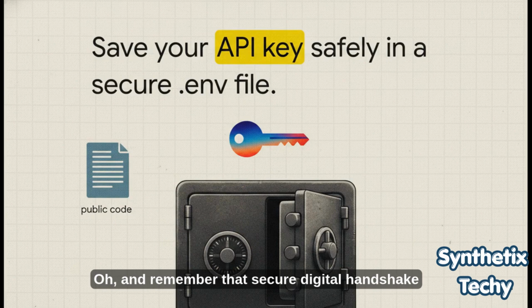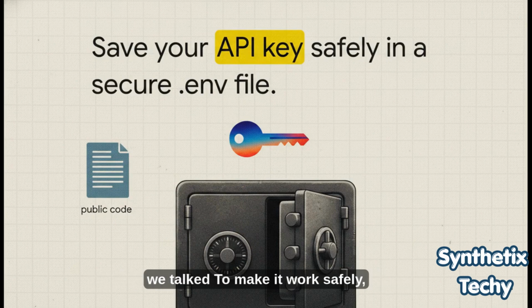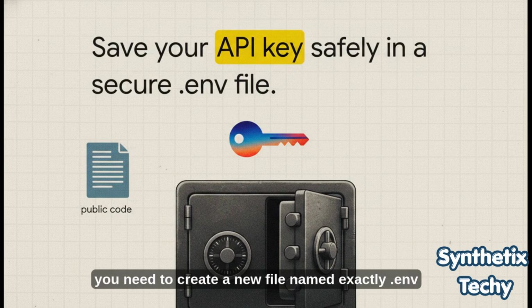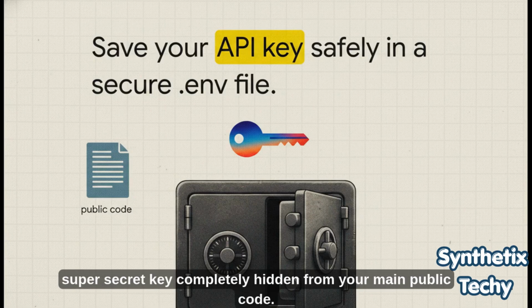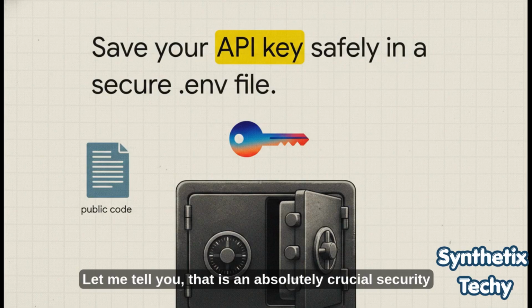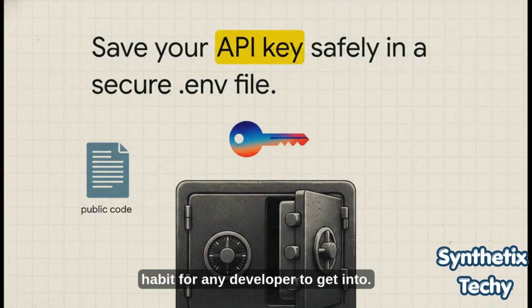Oh, and remember that secure digital handshake we talked about? To make it work safely, you need to create a new file named exactly .env and paste your API key inside. This keeps your private, super secret key completely hidden from your main public code. Let me tell you, that is an absolutely crucial security habit for any developer to get into.